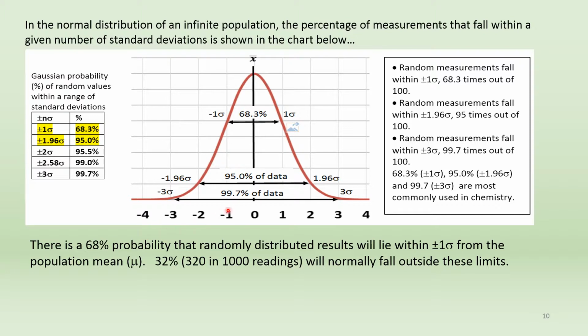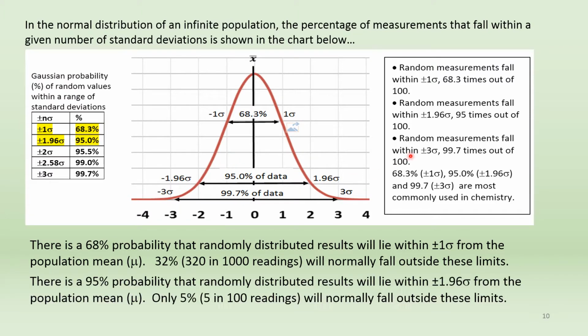We commonly in chemistry report numbers at the 95% confidence level. So we can see that there is a 95% probability that randomly distributed results will lie within plus or minus 1.96 standard deviations from the mean. And then only 5%, or 5 in 100 readings, will normally fall outside these limits.